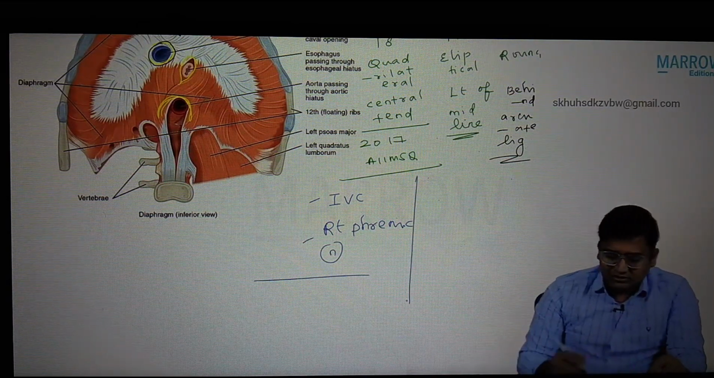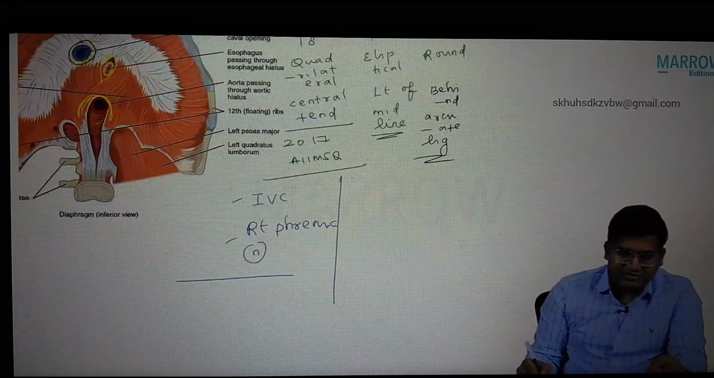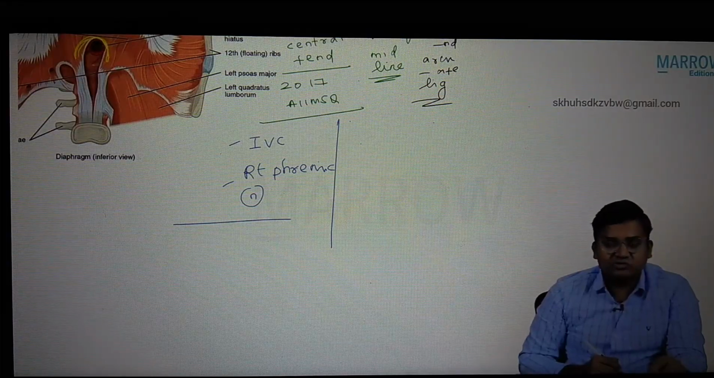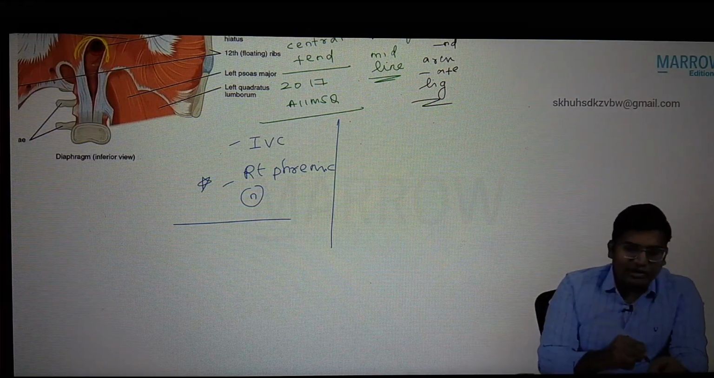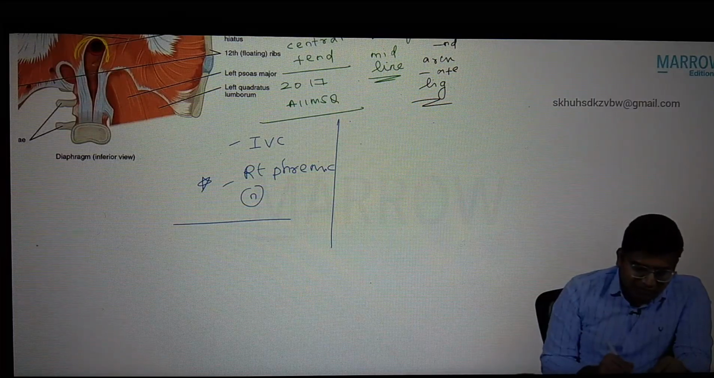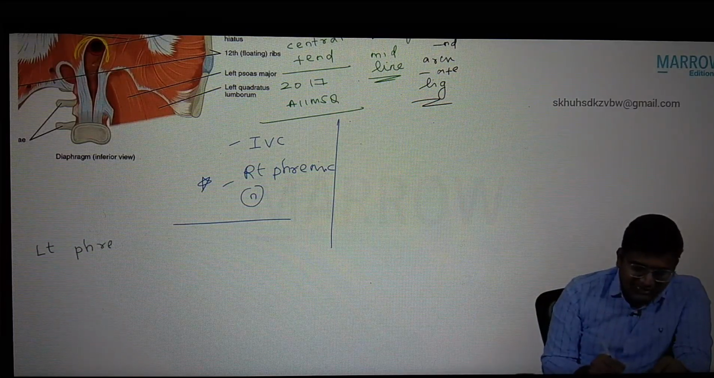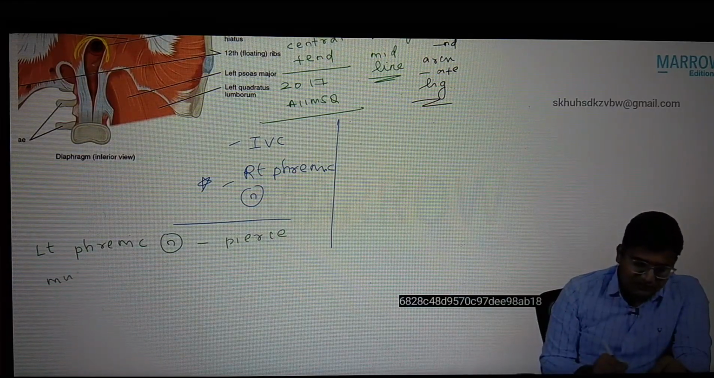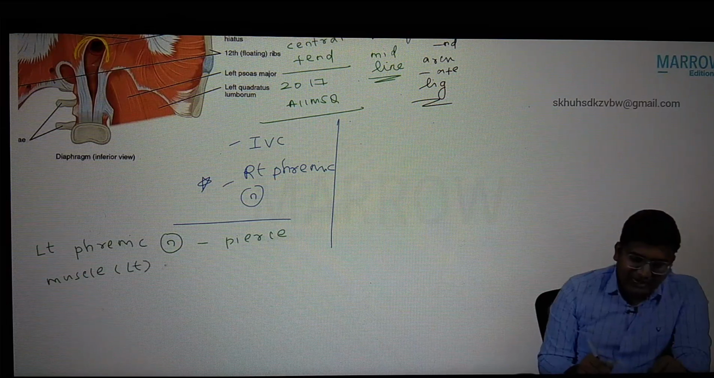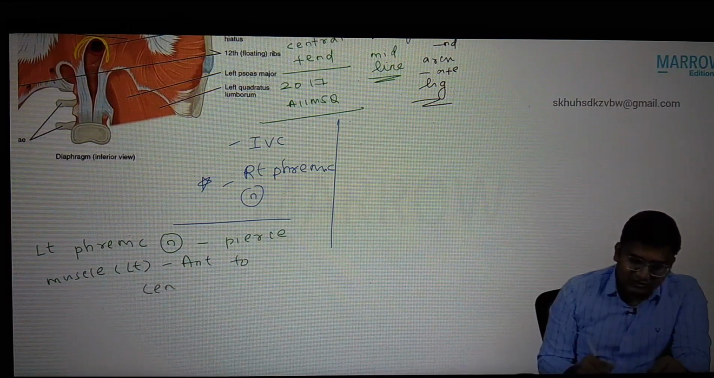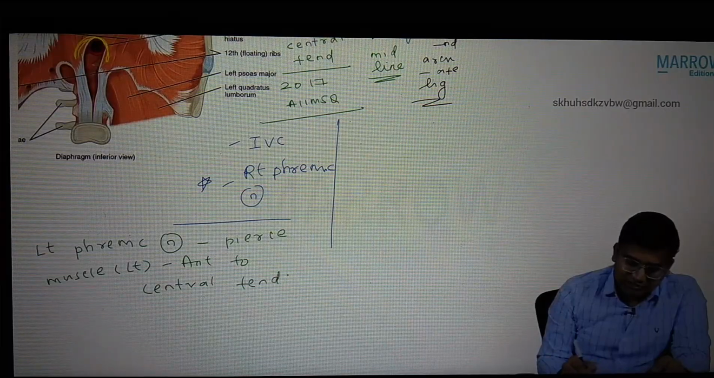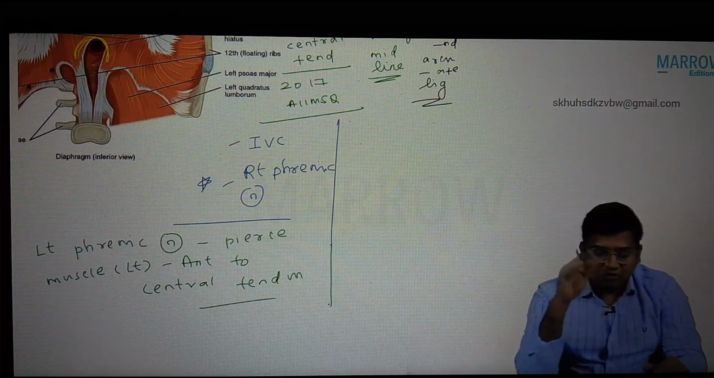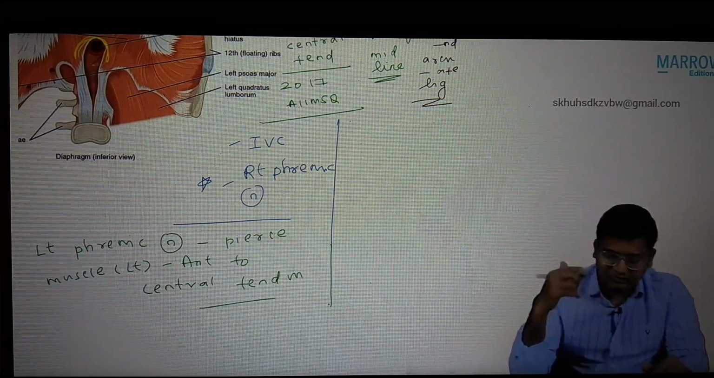Okay. So this is the point you have to know for the exams. The inferior vena cava and the right phrenic nerve are passing through the IVC opening. Please underline right phrenic nerve. That is the point you have to note. Now, what about the left phrenic nerve, sir? Please put one small box and write: the left phrenic nerve will pierce the muscle on the left side, anterior to the central tendon. The left phrenic nerve is not passing through the IVC opening. Okay, only the right phrenic nerve is passing through the IVC opening.